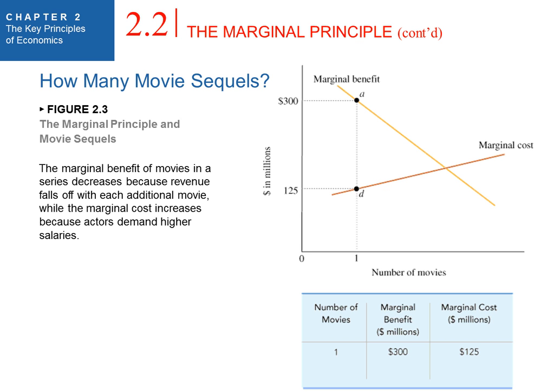Now let's use the marginal principle to make a business decision. Suppose we're a movie producer and we're trying to decide how many movie sequels we should run. Like, for example, Star Wars. I think it's on to 7 now.